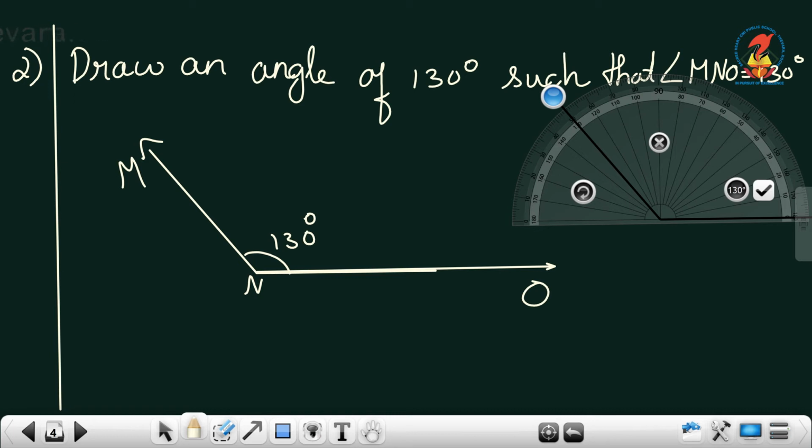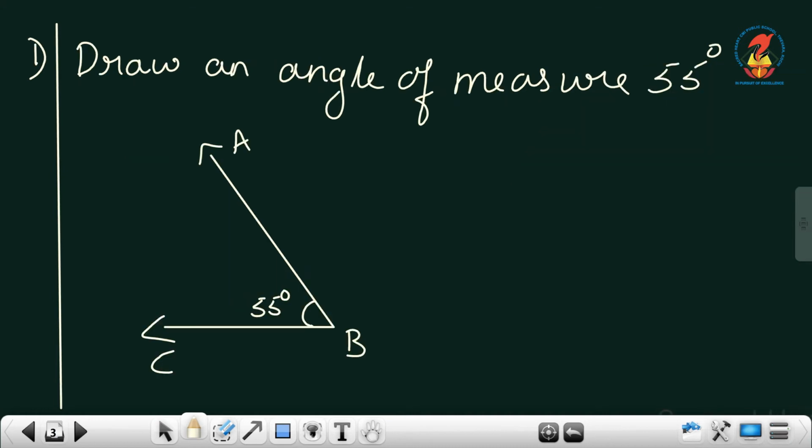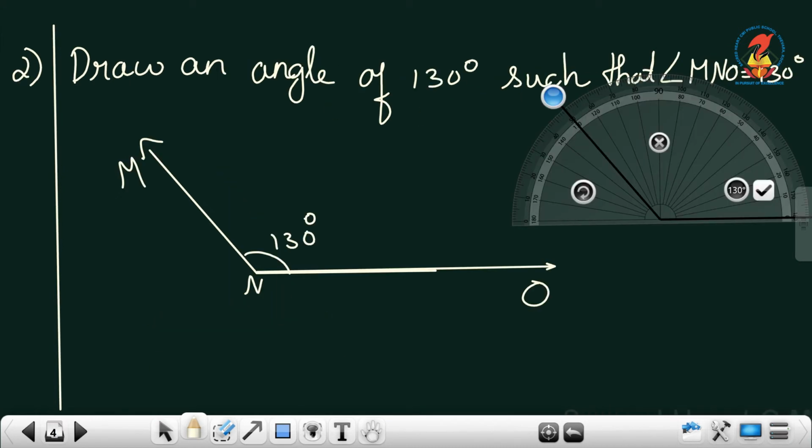Understood, children? So this is how you will draw an angle. The previous question I have done with the outer scale, and this question I have done with the outer scale. It's up to you. You can use whichever scale you want. Do one with the inner scale and another one with the outer scale.